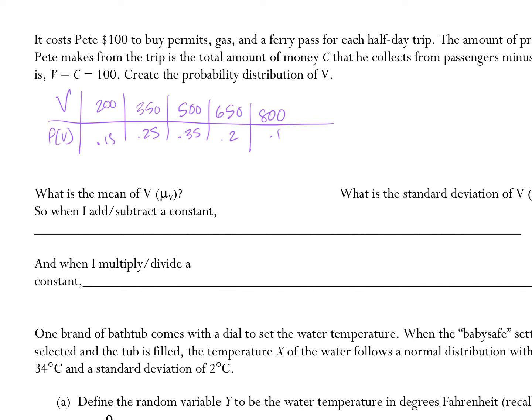Where is the 200 from? You're saying, well, he collected $300. If he had 2 passengers, he collects $300, but he has to pay like $100 for gas. Think of it that way. So his profit is not just going to be the money he collects. So I took the 300 and took $100 away from it.